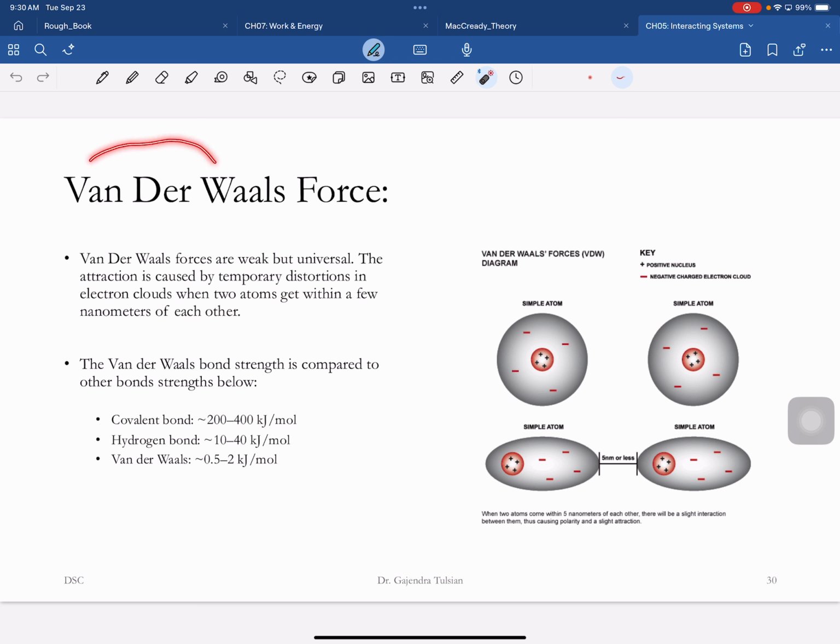Okay, so we'll start off by trying to understand this force, van der Waals force. This occurs between all atoms. So here's a simple atom.